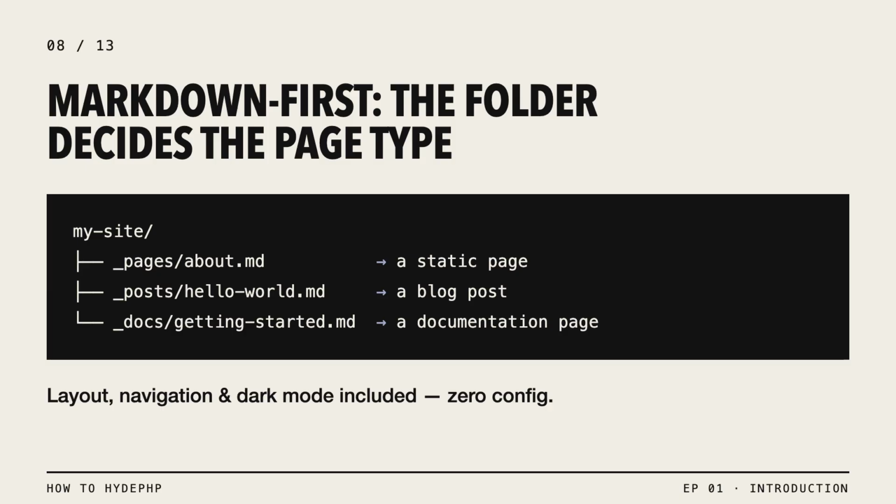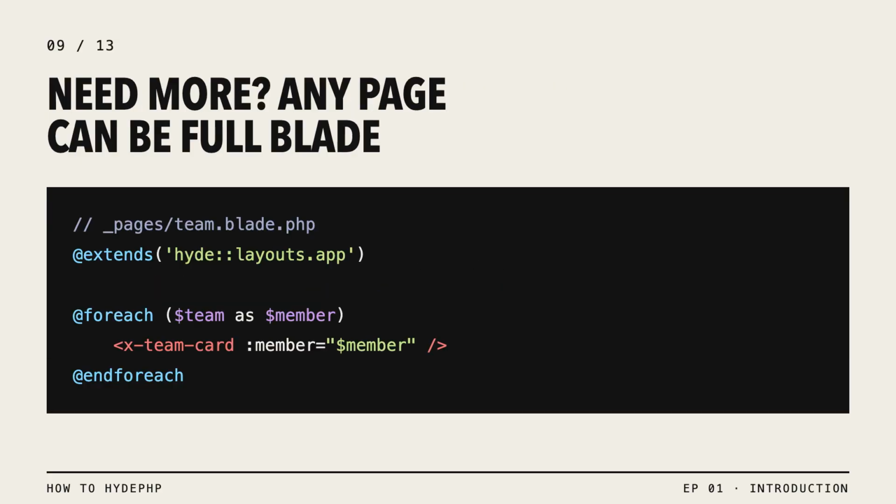Day-to-day, Hide is Markdown first. Drop a Markdown file into the right folder and Hide turns it into a page, a blog post, or a documentation page with layout, navigation, and dark mode handled for you with zero configuration. And when Markdown isn't enough, you have the full power of Laravel waiting. Any page can be a full Blade template instead, with components, loops, and everything else Blade can do.